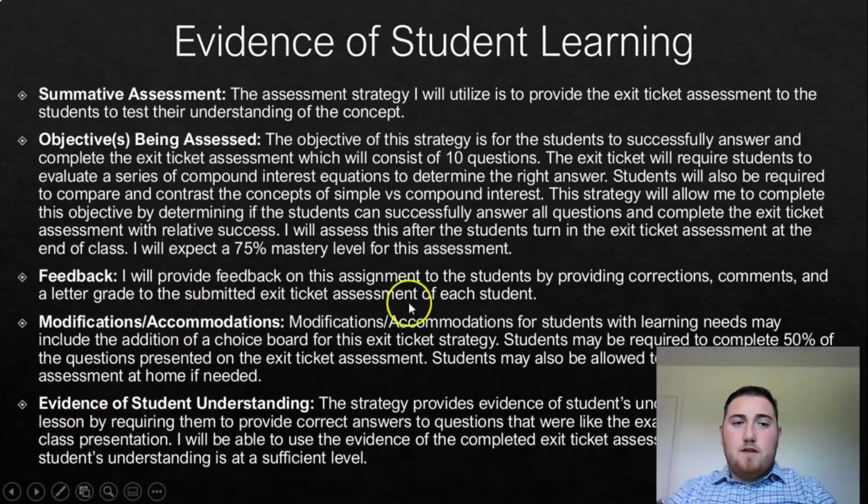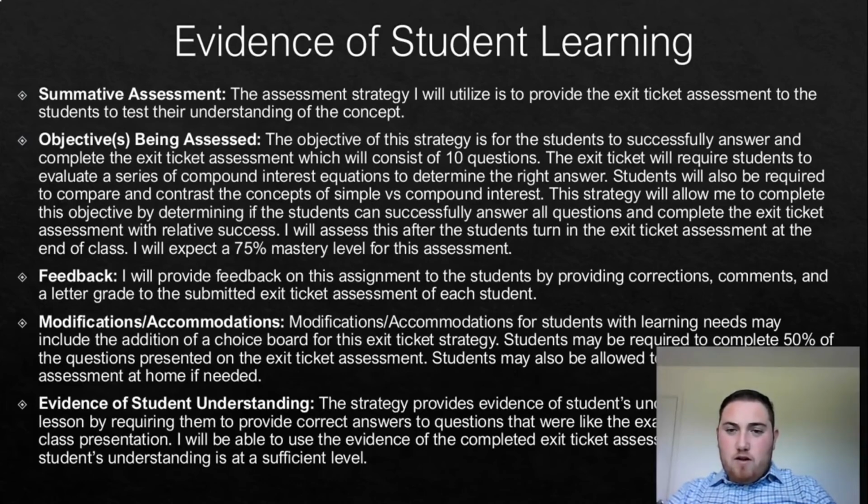For the summative assessment, this would be the exit ticket assessment that would conclude the lesson. I required a 75% mastery of this since it is at the conclusion of the lesson. For any modifications, I would require students to either take home the exit ticket if they cannot finish it, or complete 50% of the questions instead of 100%. Evidence of students' understanding would be 75% correct questions on that exit ticket.